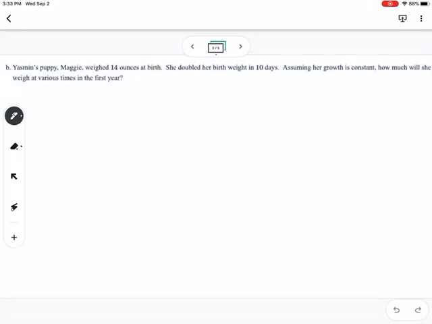B. Yasmin's puppy Maggie weighed 14 ounces at birth. She doubled her birth weight every 10 days. Assuming her growth is constant, when you hear that, you think straight linear line. How much will she weigh at various times of the first year? Well, we can start with the table. This is x days. This is y ounces. And what we're told is that she weighs 14 ounces at birth. Well, birth is 0 days, and there's 14 ounces.